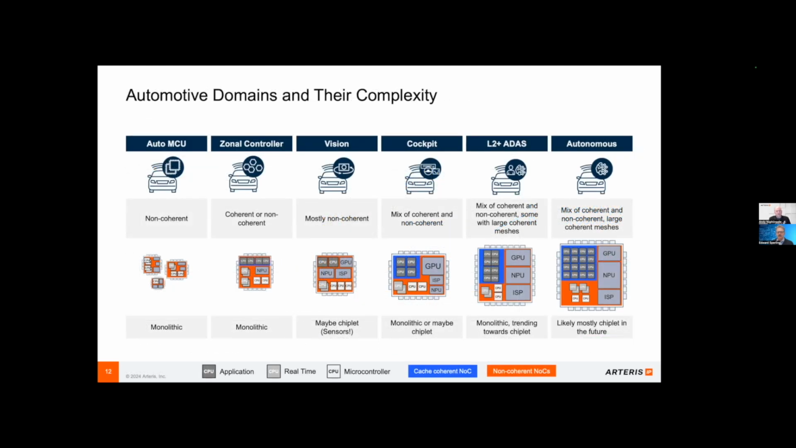So if we look into the automotive segment, where we are focusing today, we can see the automotive segment has a number of domains in this space, each with their respective complexities in terms of network on chip architecture, coherence, and system integration. So as we move from left to right on this diagram, we cover auto MCUs through zonal controllers, vision, into the cockpit, and then out to the advanced driver assistance systems, each having a blend of NoC architectures enabling these advancements, much like we discussed in our connectivity fabric slides above.